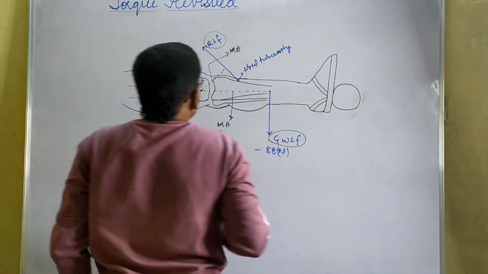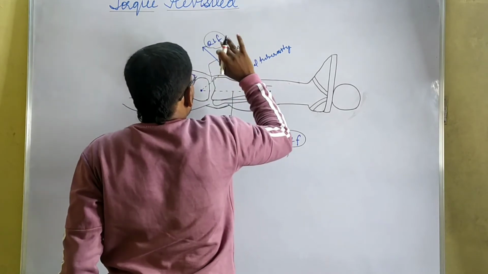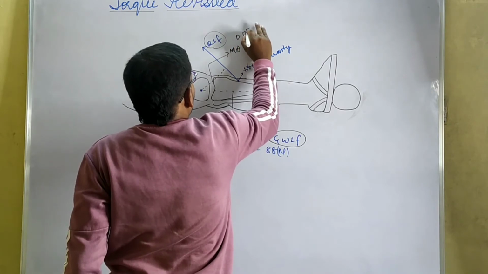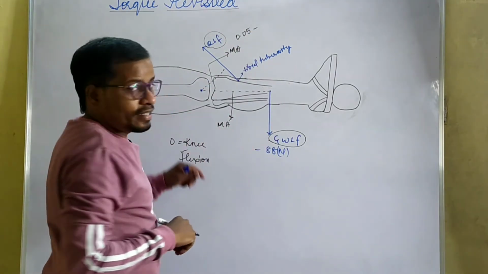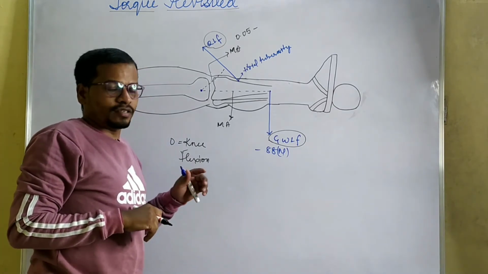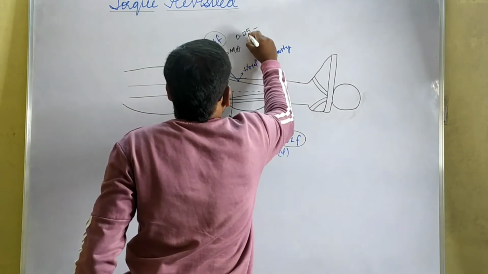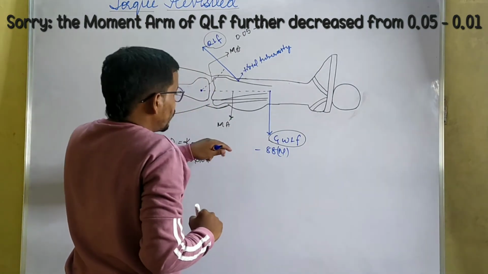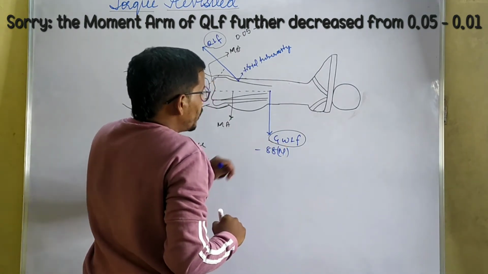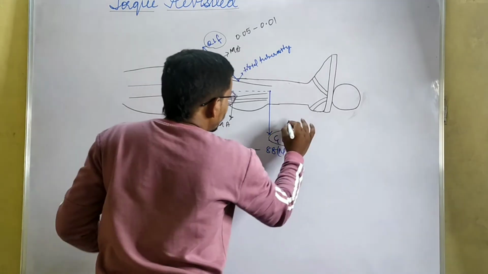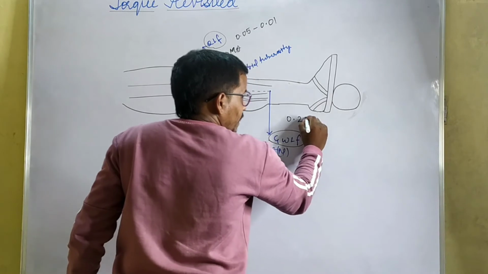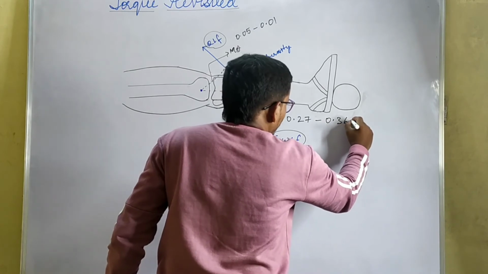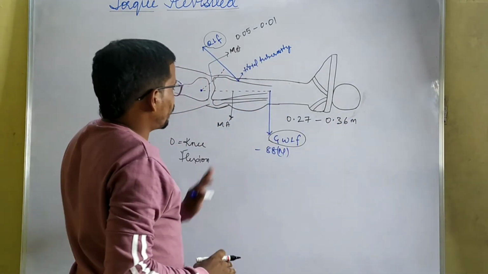Now, the quadriceps muscle force vector has a reduced moment arm, from 0.05 meters in the previous example, when the knee is nearly at 45 degrees of flexion, to 0.01 meters. But the moment arm of the gravity weight leg-foot force vector has further increased from 0.27 to 0.36 meters.